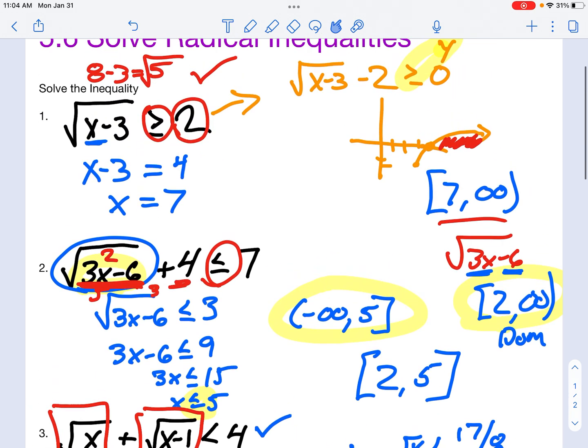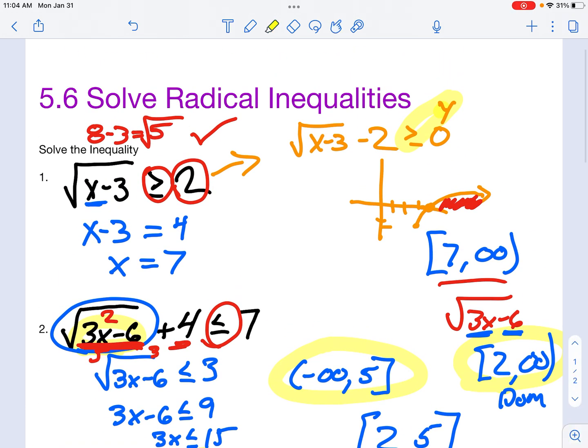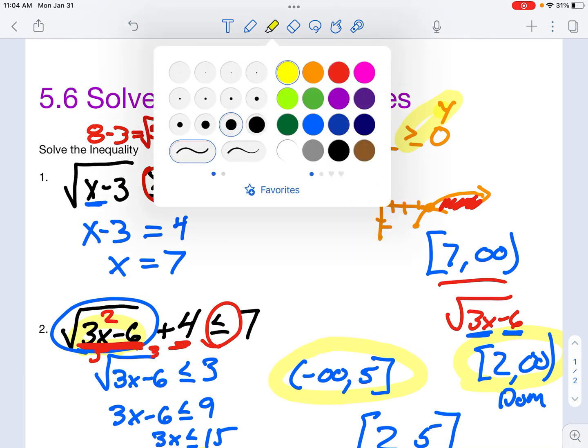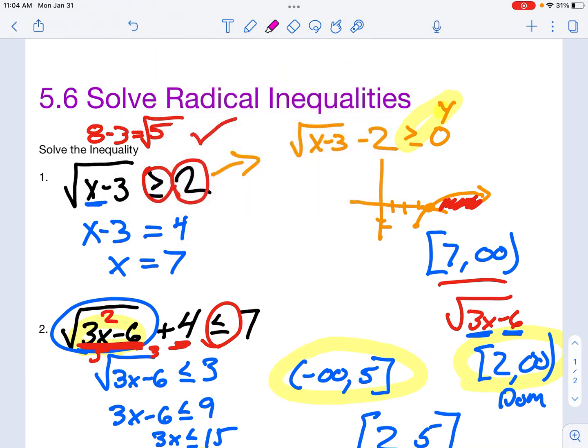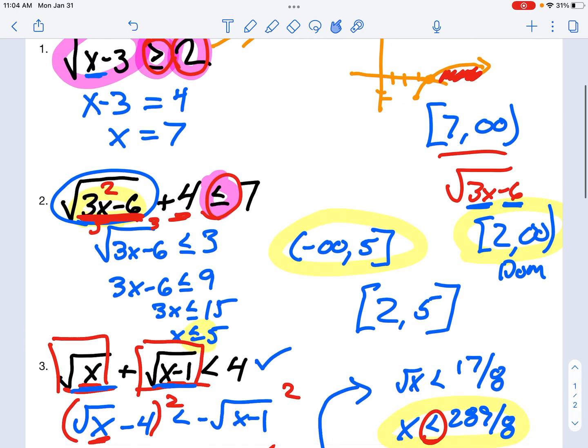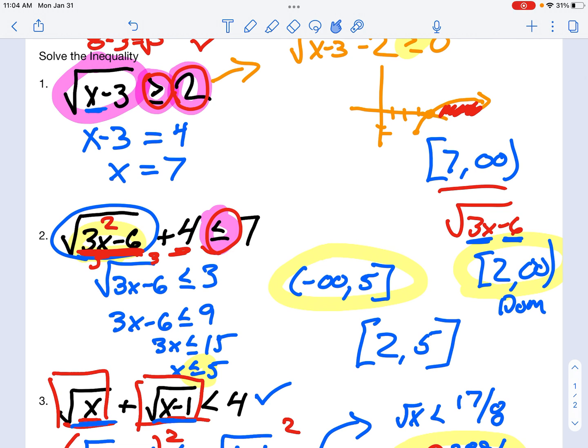So just scanning back through, some of the easier scenarios for us to go through is whenever we just have one radical and it's greater than a positive value. That's going to be a real nice scenario for us. One of the look-fors is going to be if we have a less than. That's going to tell us that we're going to end up having a domain to verify that it's correct. So that's where we ended up with the 2 to 5.